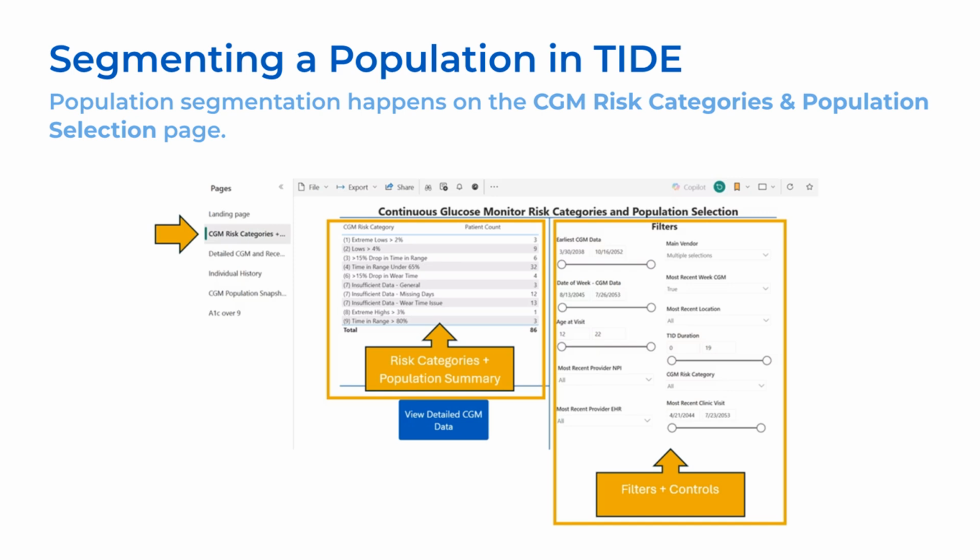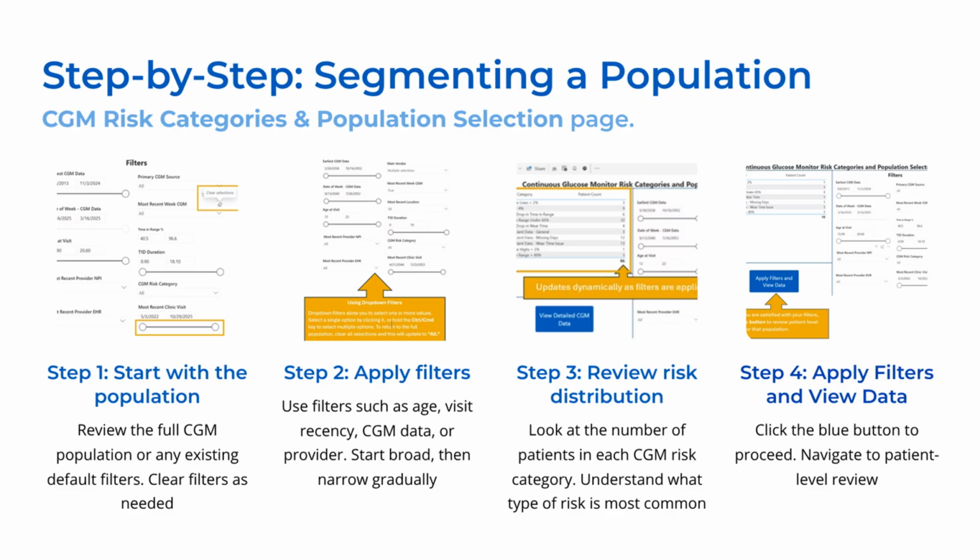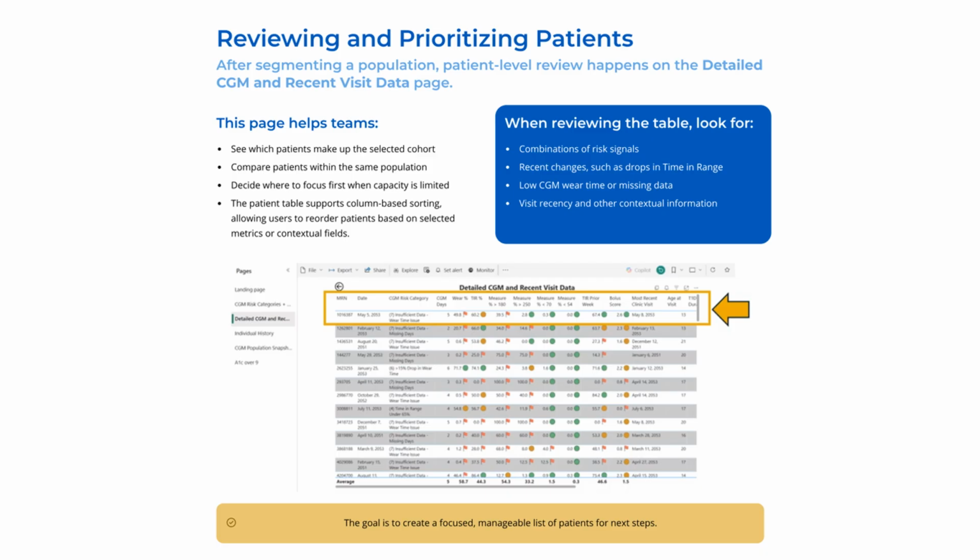Teams typically start by reviewing the full CGM population and clearing any existing filters if needed. Filters such as age, visit recency, CGM data availability, or provider can then be applied. It's best to start broad and narrow gradually, reviewing the distribution of risk categories along the way. Once filters are applied and the risk distribution is reviewed, selecting the blue button allows you to proceed to patient-level review. This transitions you from the population segmentation page to the detailed data review page.